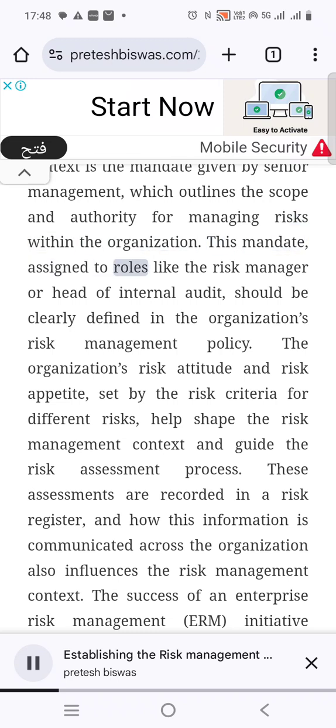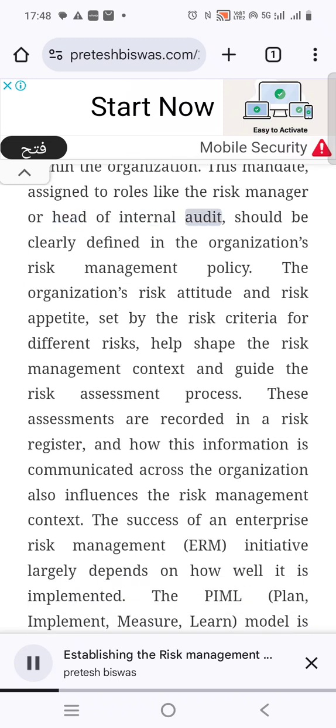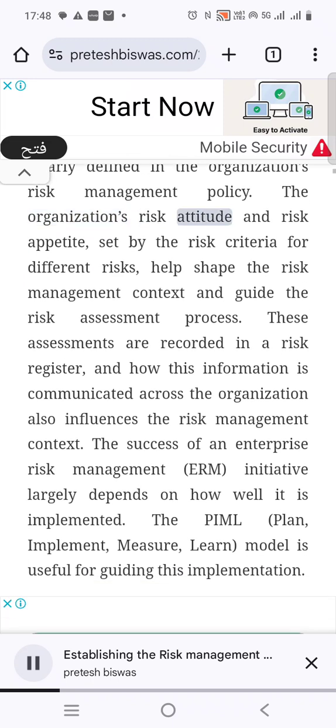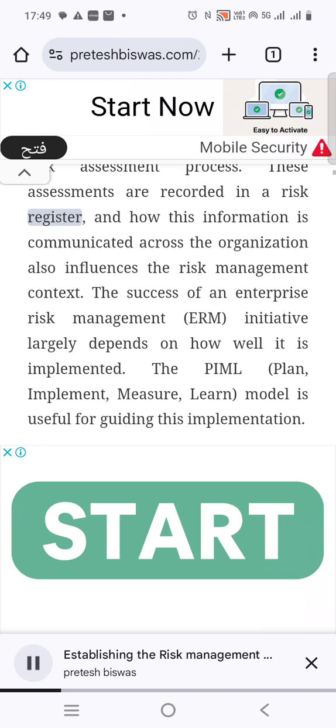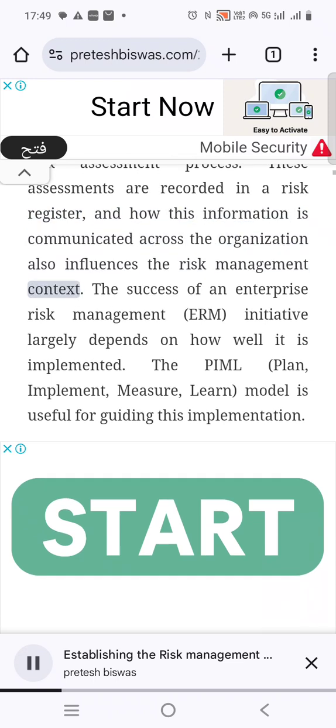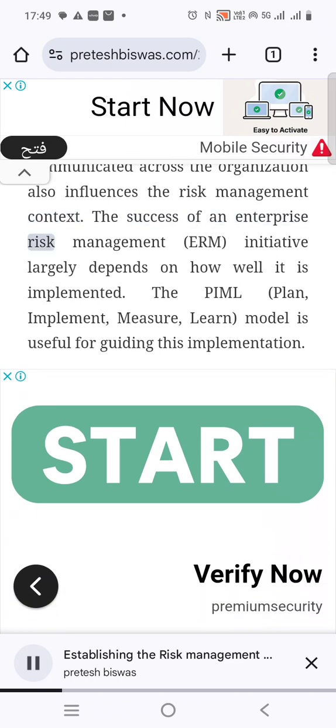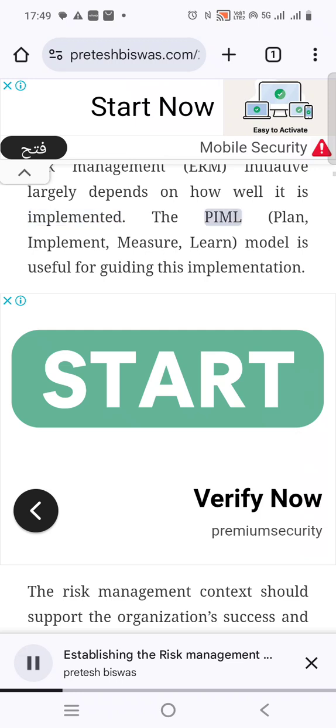This mandate, assigned to roles like the risk manager or head of internal audit, should be clearly defined in the organization's risk management policy. The organization's risk attitude and risk appetite, set by the risk criteria for different risks, help shape the risk management context and guide the risk assessment process. These assessments are recorded in a risk register, and how this information is communicated across the organization also influences the risk management context. The success of an enterprise risk management (ERM) initiative largely depends on how well it is implemented. The PIML, plan, implement, measure, learn, model is useful for guiding this implementation.